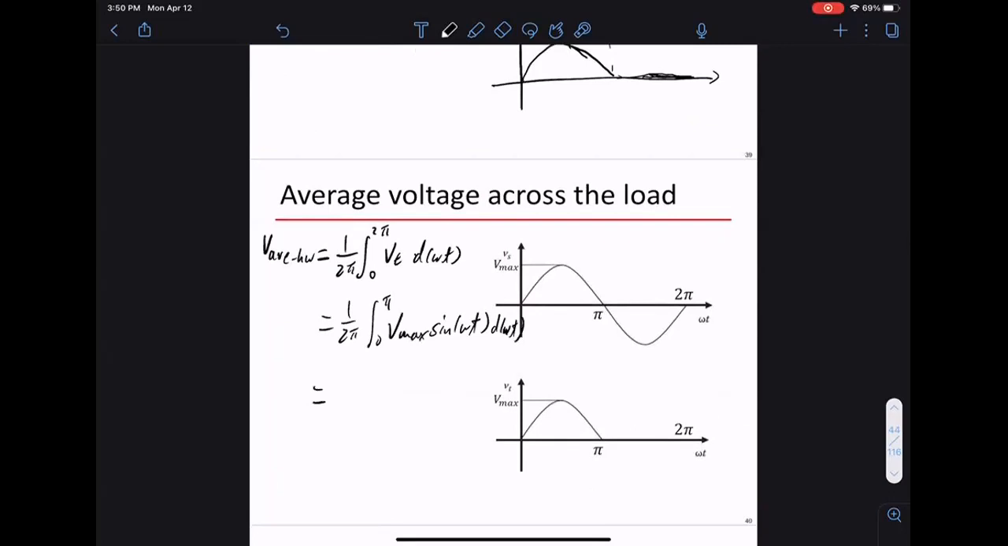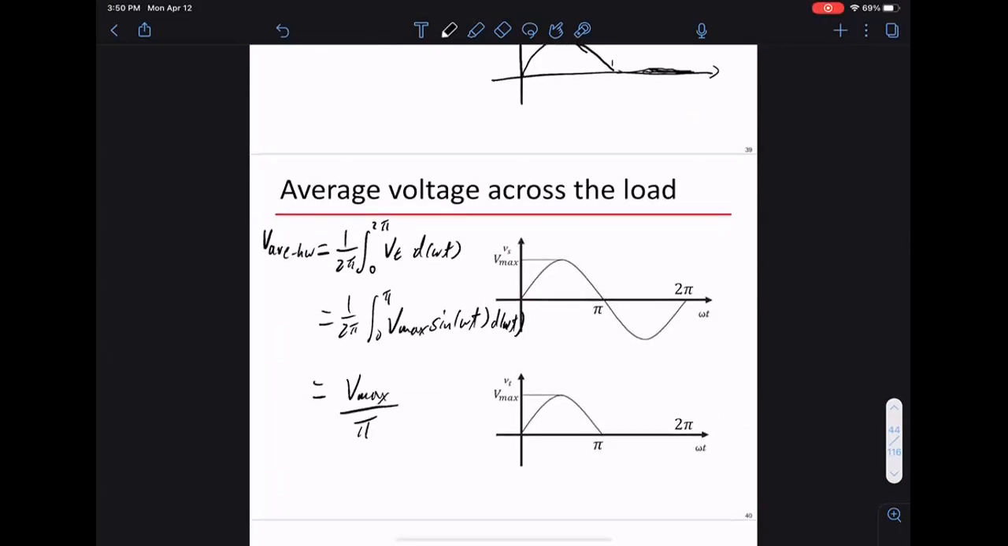When you integrate this, it just works out to be V max over pi. And so this is the average voltage of a half wave rectifier. We'll give a table for the equations later, but keep in mind these are the equations you want to know. Often a simple question will be: we put a waveform that has a V max of 170 volts into it. What is the average voltage of the half wave rectifier?